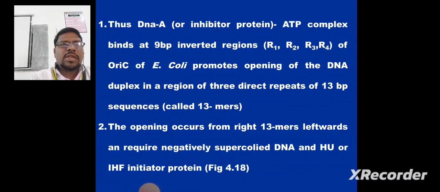The DnaA and ATP complex binds at the 9 base pair inverted repeat regions of oriC of E. coli, and promotes opening of the DNA duplex in the region of 3 direct repeats of 13 base pair sequences. It is called 13-mers. Opening occurs from the right 13-mer leftwards and requires natively supercoiled DNA, HU or inhibitor proteins.